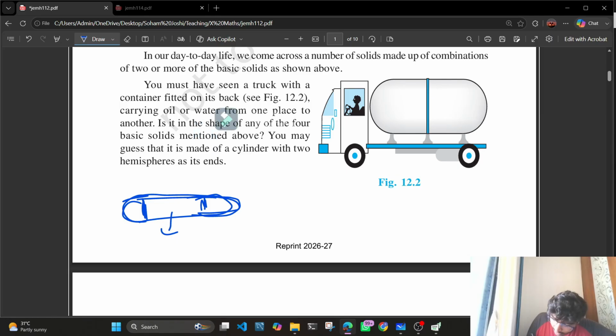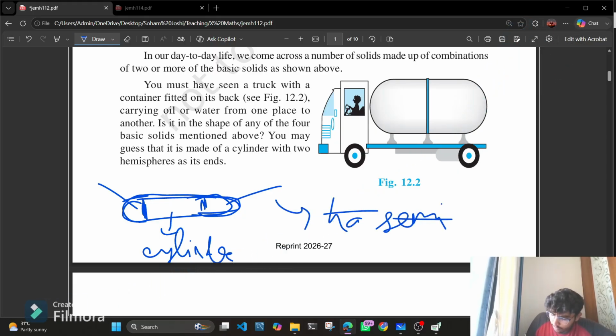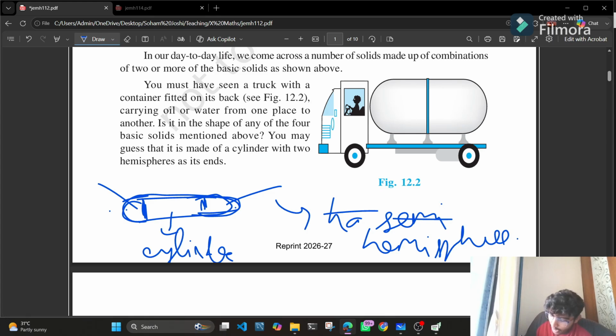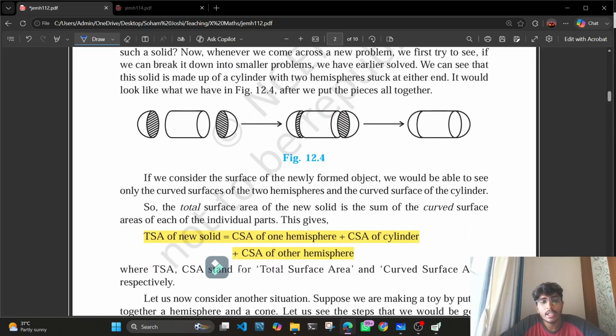The middle figure can be taken as a cylinder, and the two ends of the capsule can be taken as hemispheres, or two half spheres. If we combine these two ends, we'll get a sphere only. So we'll quickly see an example of how to calculate those.